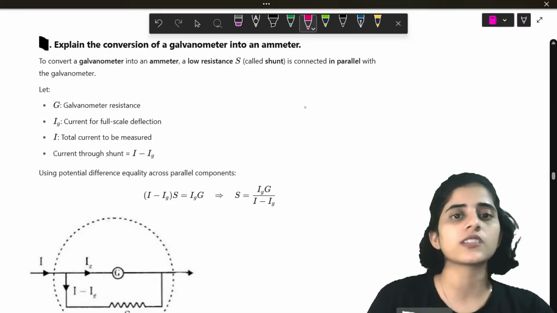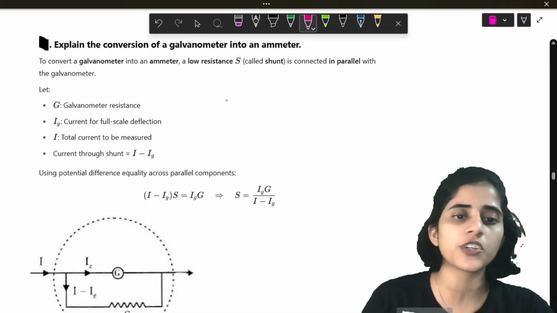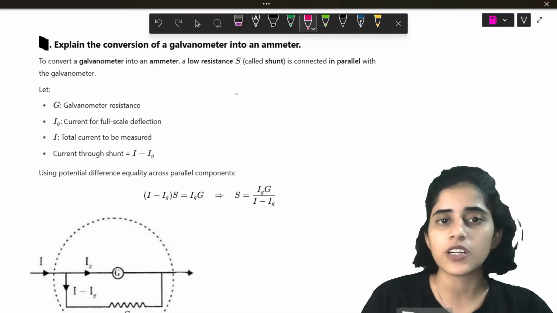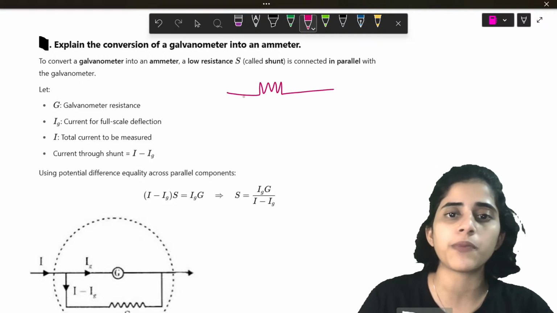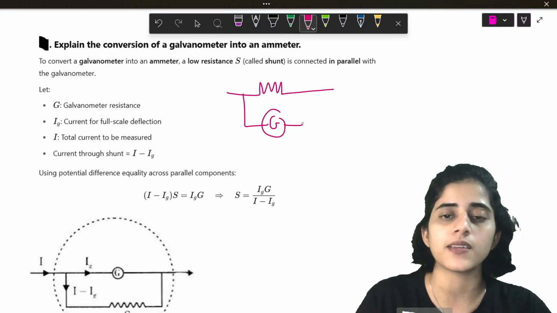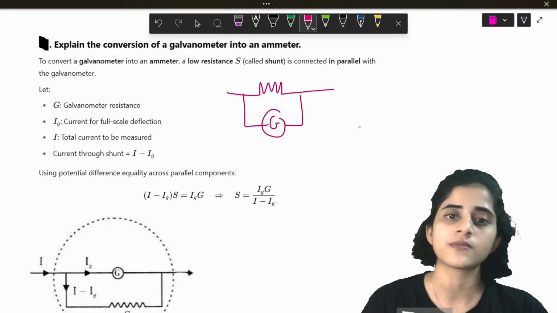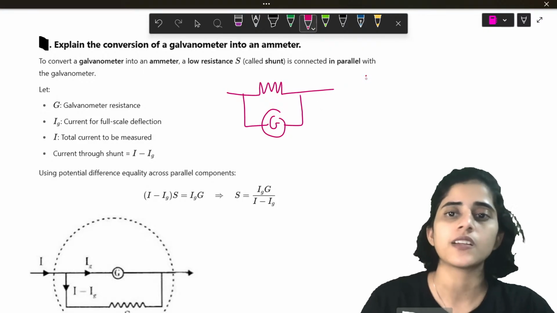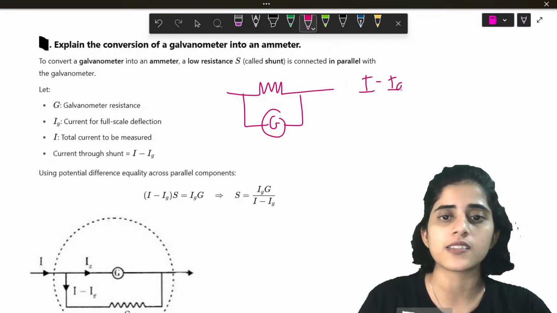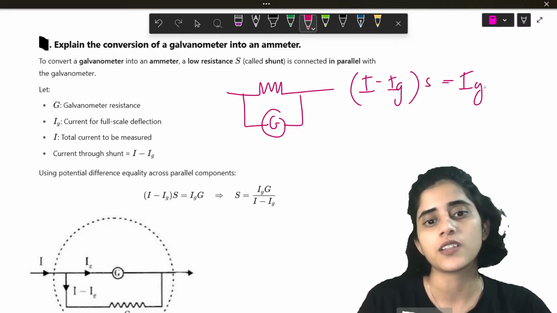Now to convert a galvanometer into an ammeter, what do you do? You take a low resistance and connect it in parallel with the galvanometer. Okay. And then this becomes an ammeter. So I minus Ig into S is equal to Ig into G.